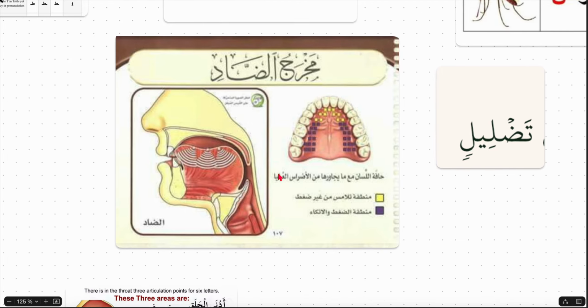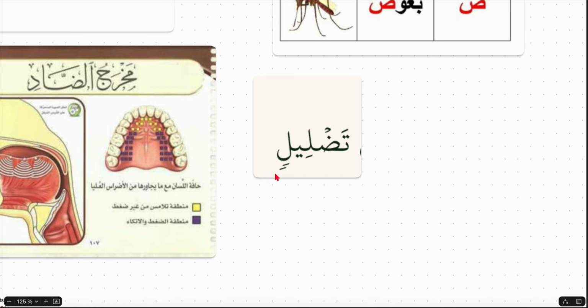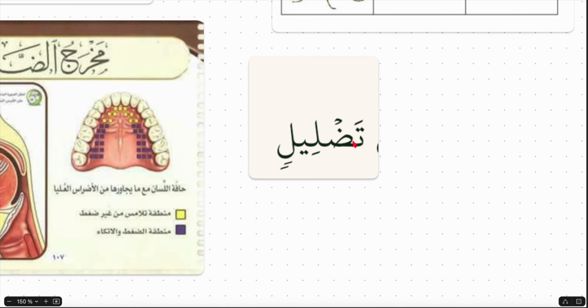Why are we learning this? Because we have an example like this here. In this word in the Quran, we have the letter Dad here, but when you say the letter Dad with the letter Lam, you should make a difference between the letter Dad and Lam, and at the same time the sound should flow when you are saying the word tadlil.